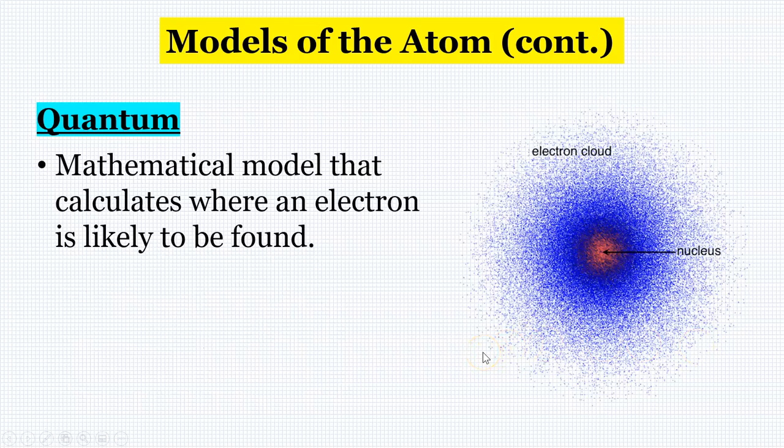Finally, we have the quantum model. The quantum model is a mathematical model that calculates where an electron is likely to be found. So all of these little blue dots are possible spots where we might find an electron. Remember, electrons are moving so fast and they're so small, it's hard to tell where they are. So we have this model here to kind of explain where we think they are. And if you notice, we've got a lot of these blue dots concentrated in this ring around the nucleus. So like Bohr's model, we have all these different rings, but they don't follow those nice, neat rings when they orbit around the nucleus.